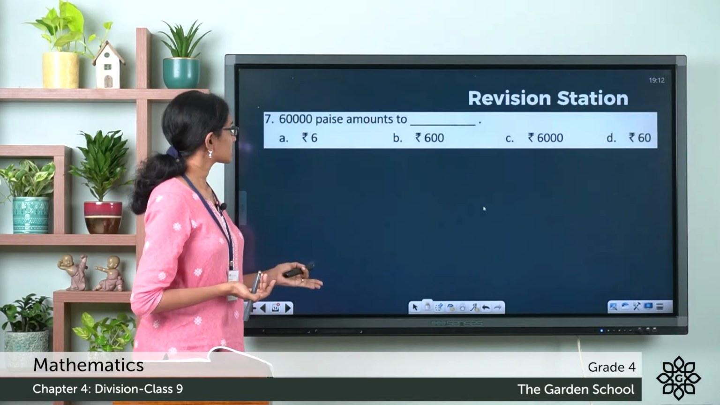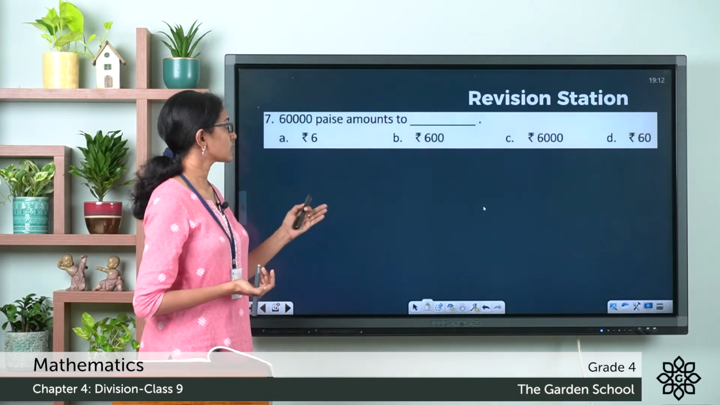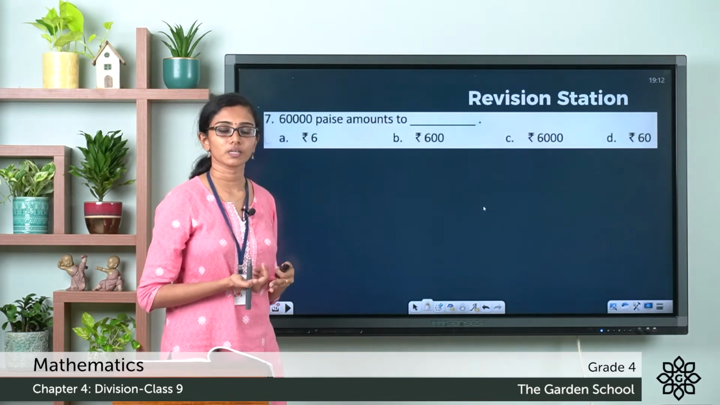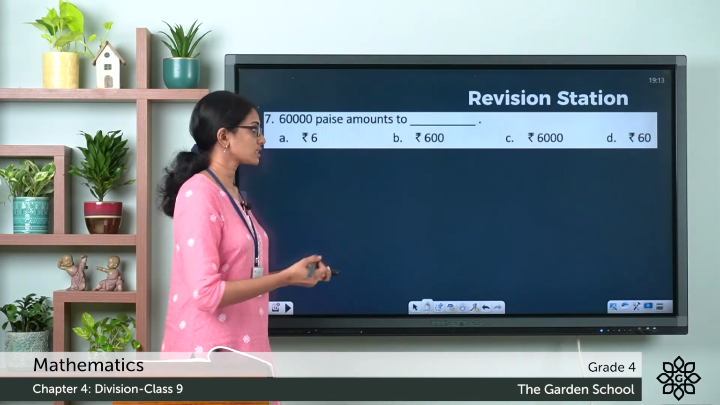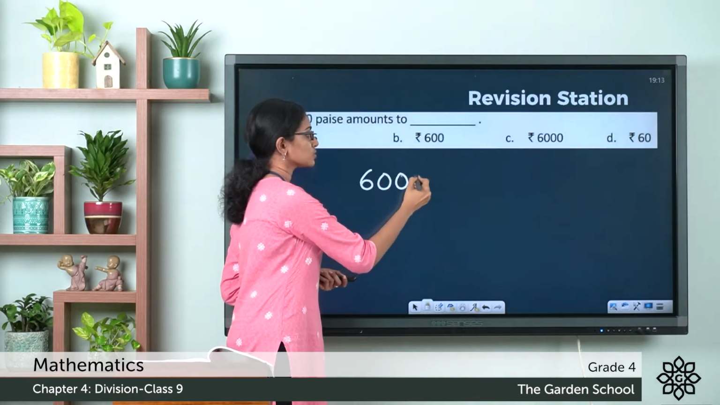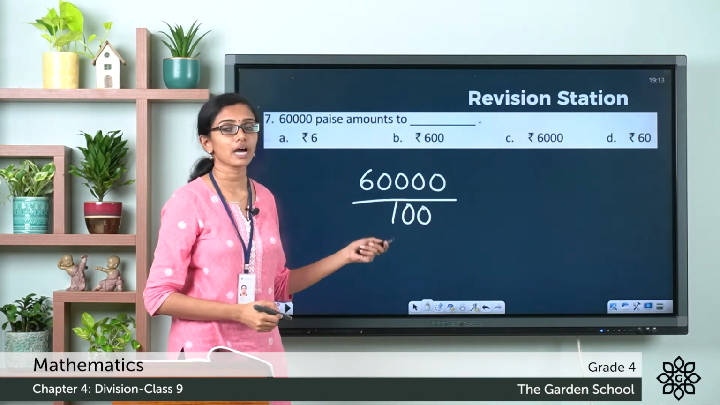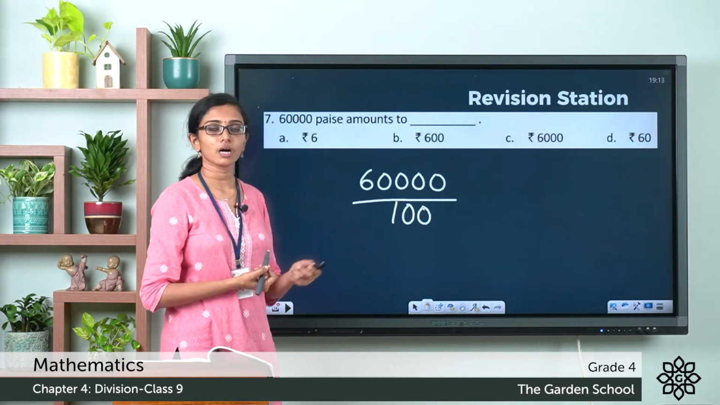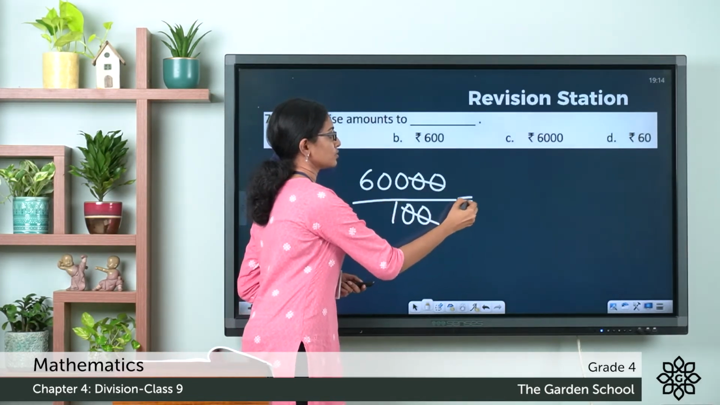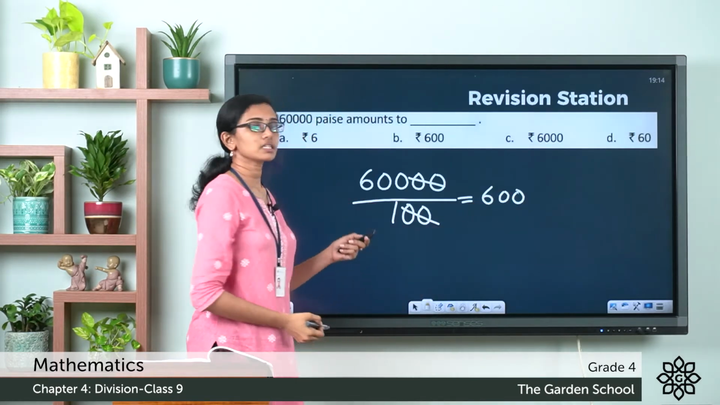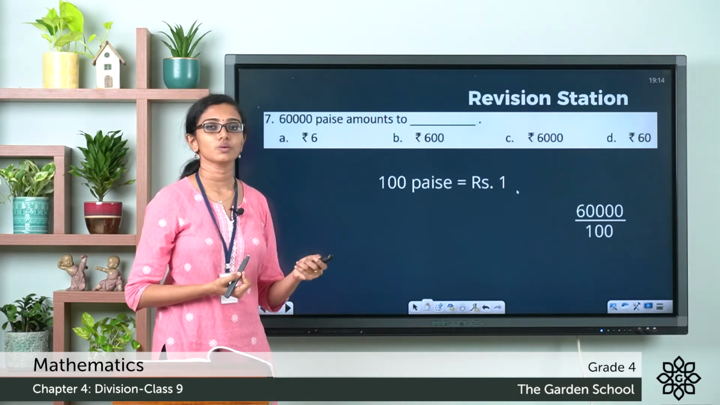It says 60,000 paise amounts to. We need to find the equivalent of 60,000 paise in terms of rupees. We know 100 paise is equal to 1 rupee. So 60,000 paise will be equal to 60,000 paise divided by 100 paise. You see, we can cancel out the numerator and denominator by 100. So this becomes equal to 600. So what is the equivalent in terms of rupees? 60,000 paise is equal to 600 rupees.